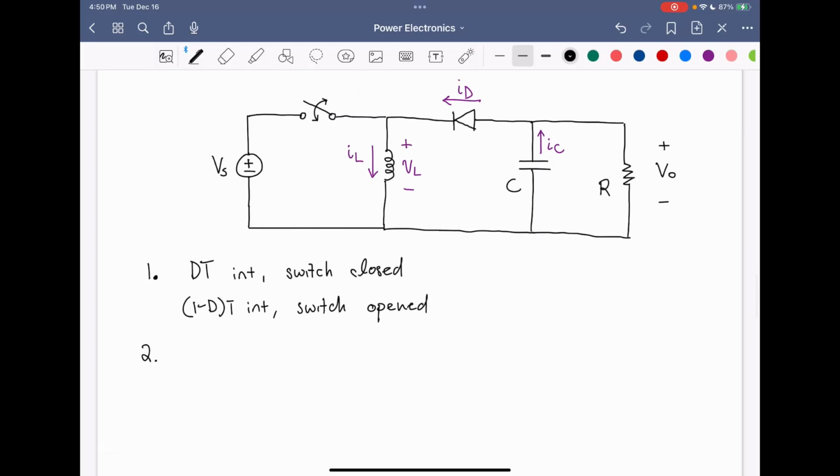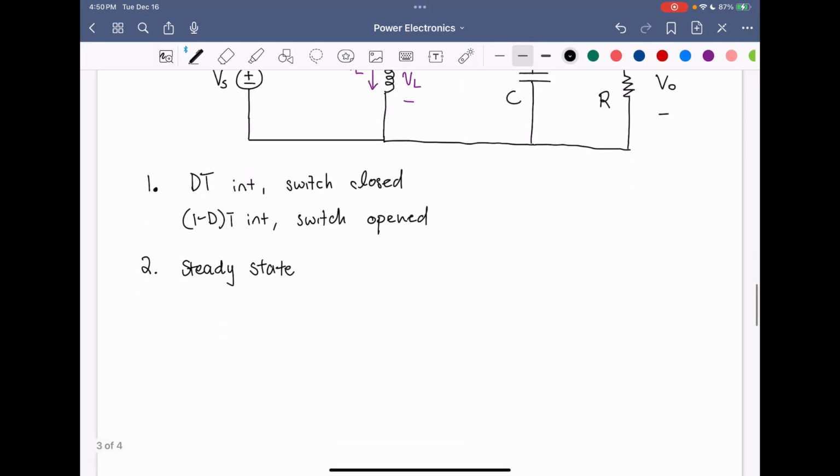The second assumption we're going to make is that this circuit is operating in periodic steady state. This means that the inductor current at the beginning and end of the period are equal. This is equivalent to the statement that the average inductor voltage over a period is equal to 0, and this is called inductor volt-second balance. For the capacitor, the capacitor voltage is equal at the beginning and end of a period. That's equivalent to the capacitor current averaged over a period being equal to 0, and this is known as the capacitor charge balance principle.